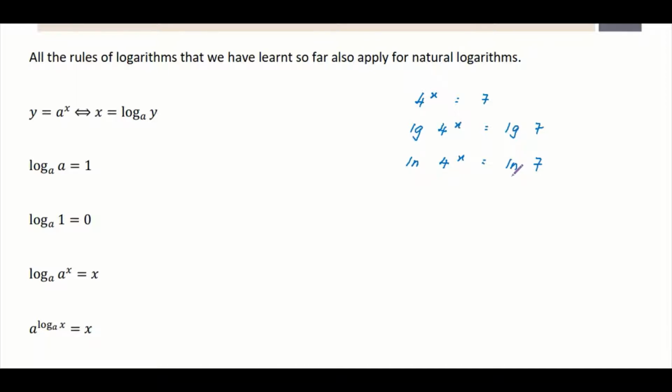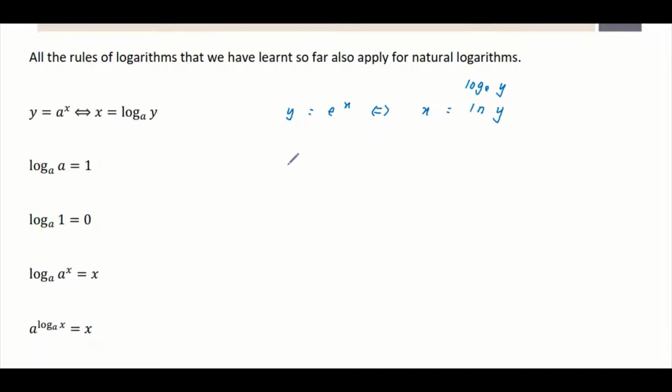All right, now let's go through all the rules together. The first one is the one that we mentioned just now. So I'm just going to write it here. If y equals e to the power of x, this is equivalent to x equals ln y. We don't write log e, we write ln. This is the same as writing log to the base of e of y.